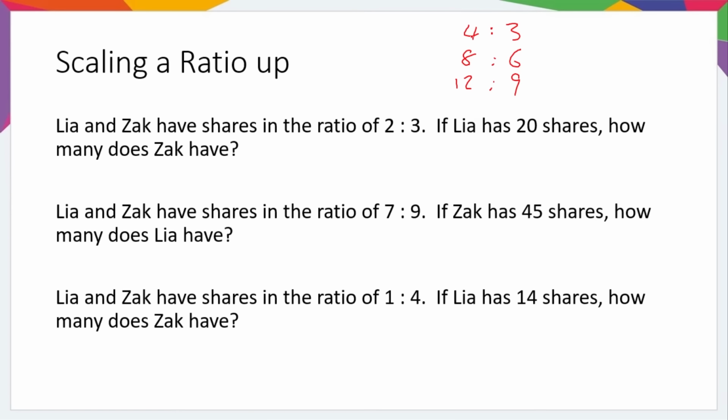Let's take a number at random. Let's say 50. 4 times 50 is 200. 3 times 50 is 150. All of these ratios are exactly the same, but 4:3 is the ratio in its simplified form.